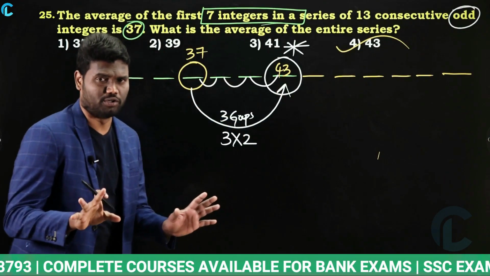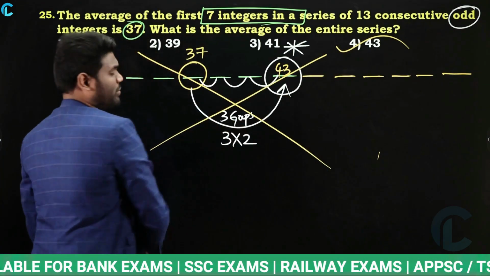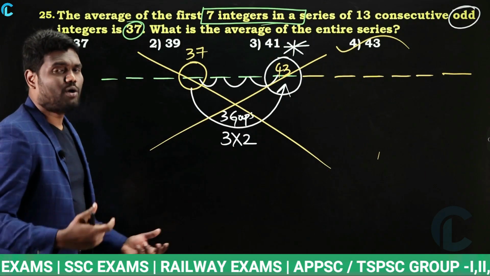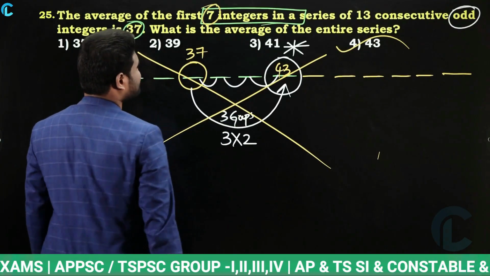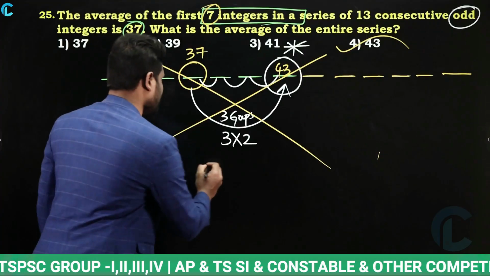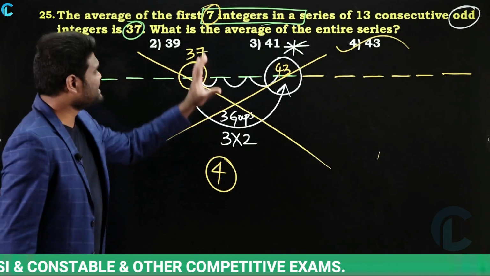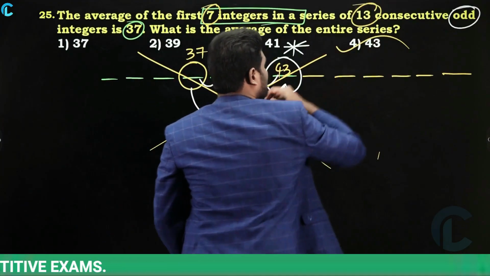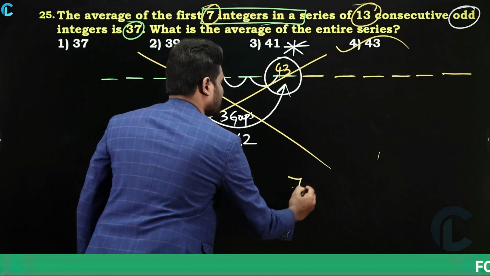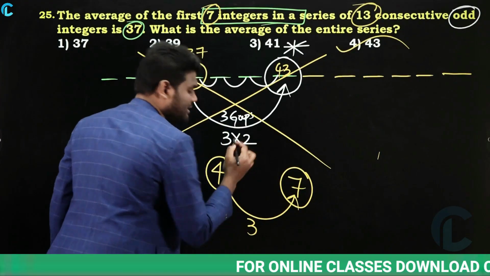Okay, very simple question. And truly speaking, even this explanation is not required. Directly you can solve the question. How? Look here, for 7 integers, the average is nothing but the 4th number. For 7 numbers, the average is the 4th number. Similarly, for 13 numbers, the average is nothing but the 7th number. For 4 and 7, the difference is nothing but 3.